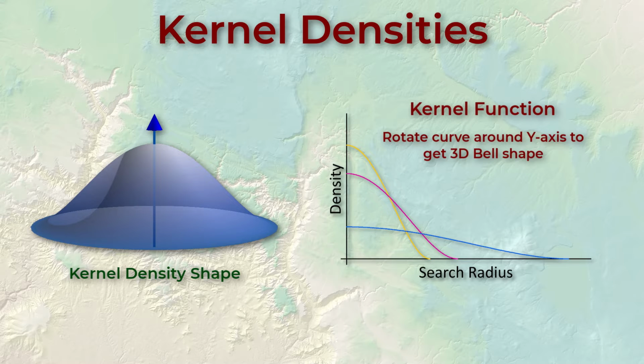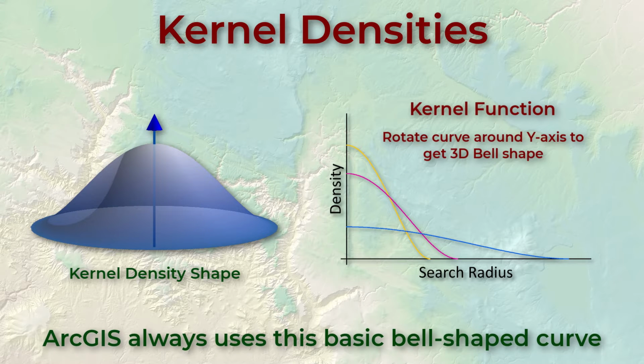Now, just as an aside, Esri uses this kernel shape you see here, and you really have no choice about that. Other higher-end statistical software packages let you change this shape, and you can really adjust it to a variety of different types of data. So in ArcGIS Pro, we're just going to be using this simple bell-shaped curve.